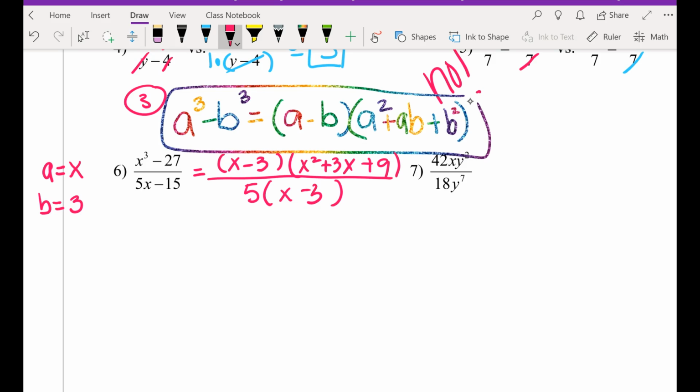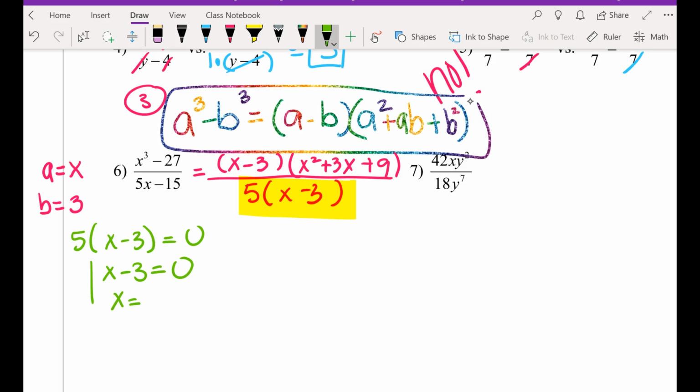Beautiful. Guys, before we cancel, we should set the denominator equal to 0. So 5 times x minus 3 equals 0. Do I need to worry about the 5? No. So x minus 3 equals 0, x is 3. So the domain is all real numbers except when x is 3. That's right.